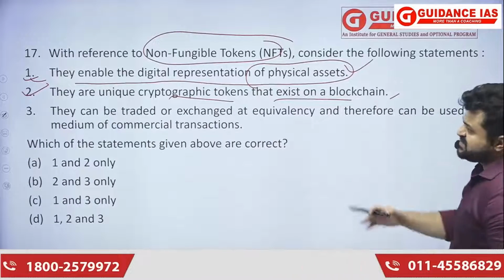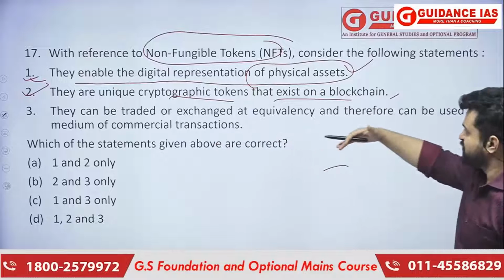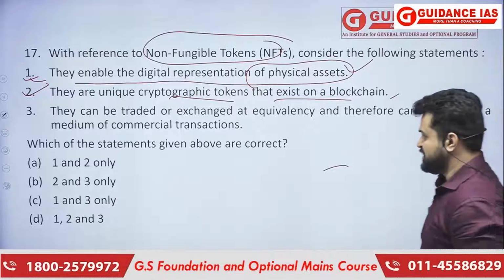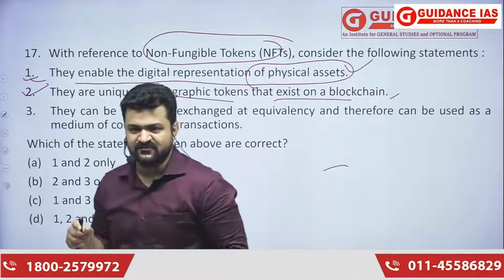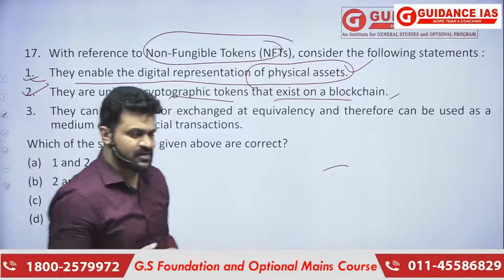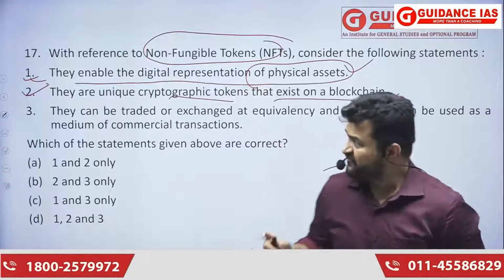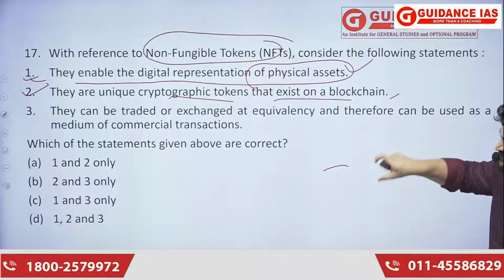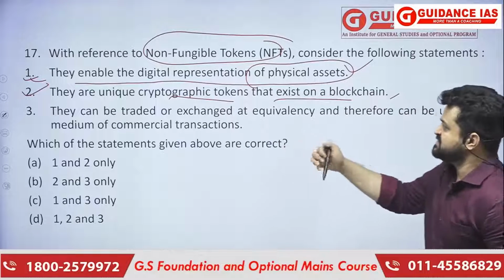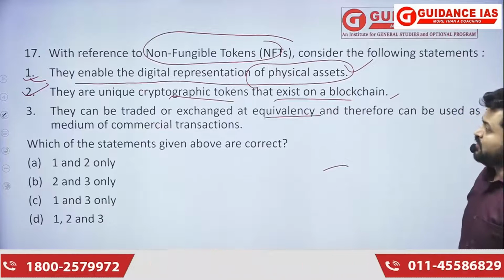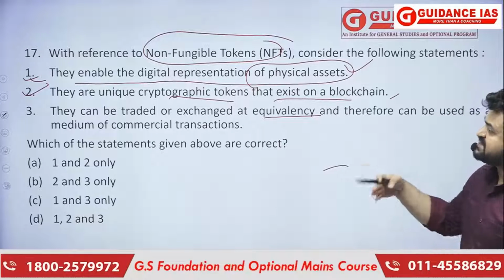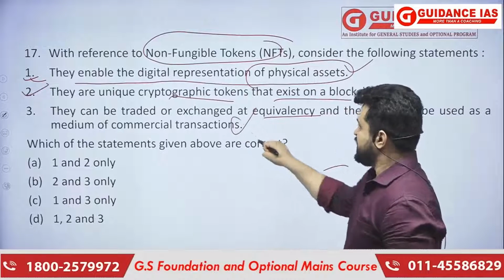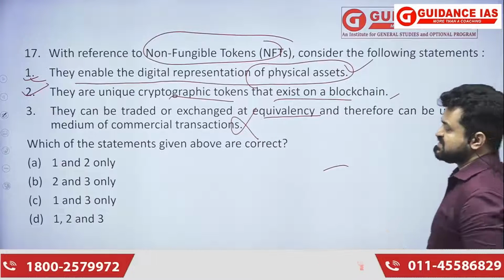Okay, then the third statement, that they can be traded or exchanged at equivalency, and therefore can be used as a medium of commercial transactions. Understand, the one major difference between NFTs and cryptocurrency is that cryptocurrencies are fungible and also tradable, while these NFTs cannot be traded or exchanged at equivalent value because they are not fungible. So that is why this statement is incorrect.